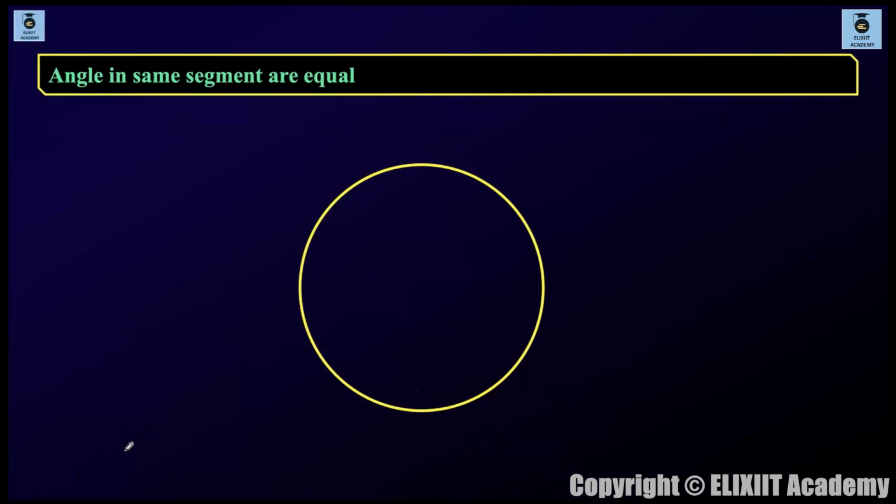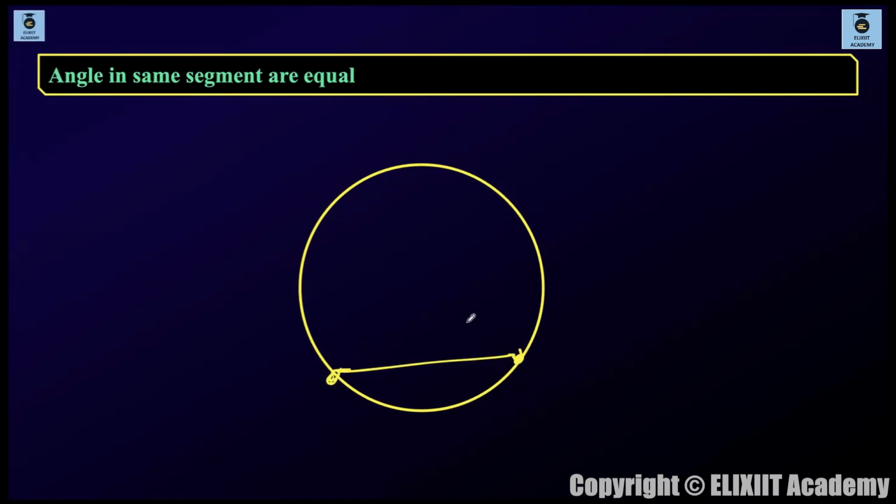There are two types of segment. You consider an angle in any segment; angles in a segment are always equal. What is a segment first of all? A segment is the area enclosed by the arc and the chord. This is the segment. First of all, you take the chord, because in this scenario we have a chord.